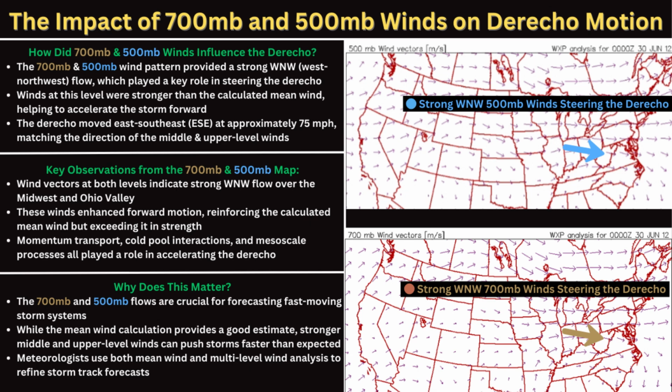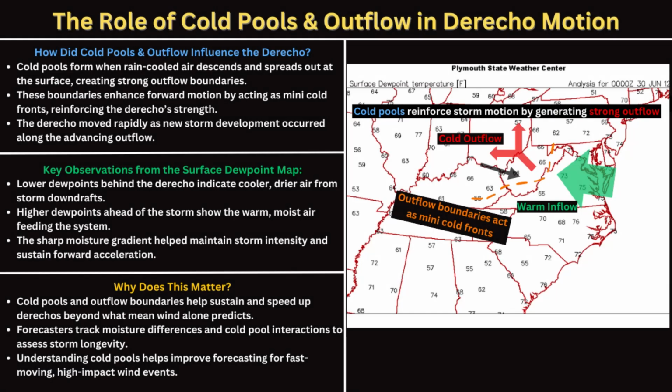At 700 millibars, we see another strong west-northwest flow, reinforcing the motion of the Derecho. These mid-level winds played a key role in shaping the trajectory of the storm. Together, these winds created a conveyor belt effect, accelerating the storm and sustaining its momentum over hundreds of miles. However, upper-level winds were only part of the equation. Another crucial factor that contributed to the Derecho's rapid movement was cold pools and outflow boundaries. Let's explore their role next.